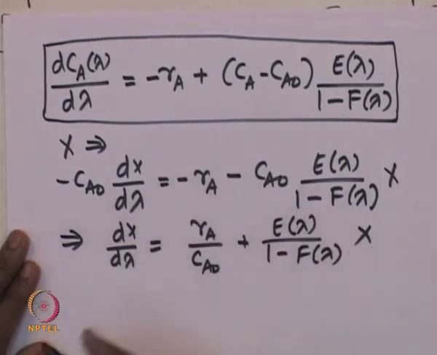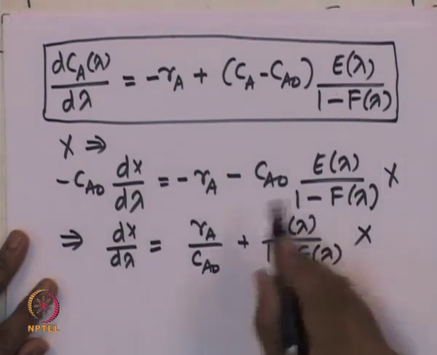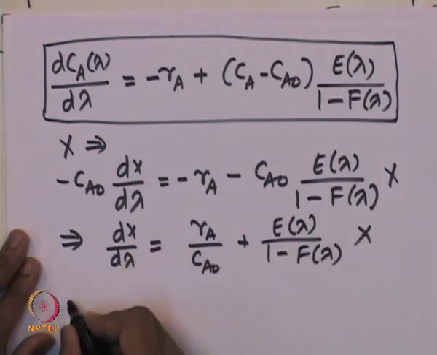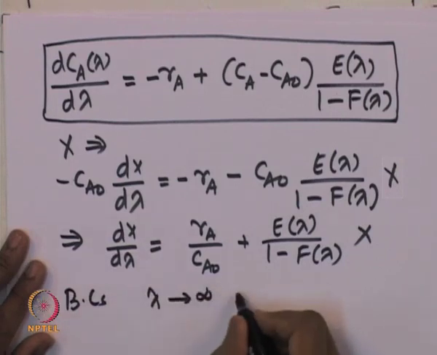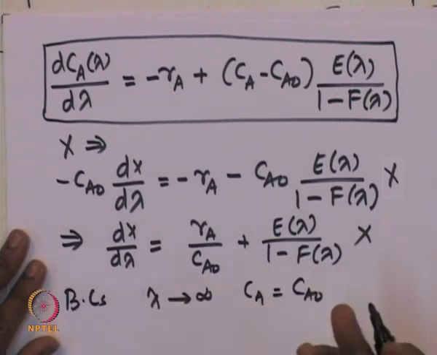So, while solving this equation, we will be able to find out what the conversion is if we know the residence time distribution function. What are the boundary conditions for this equation? The boundary conditions are very simple. Lambda goes to infinity when Ca equals Ca naught, that is, at the entry point into the reactor. The age of the fluid is approximately infinity.